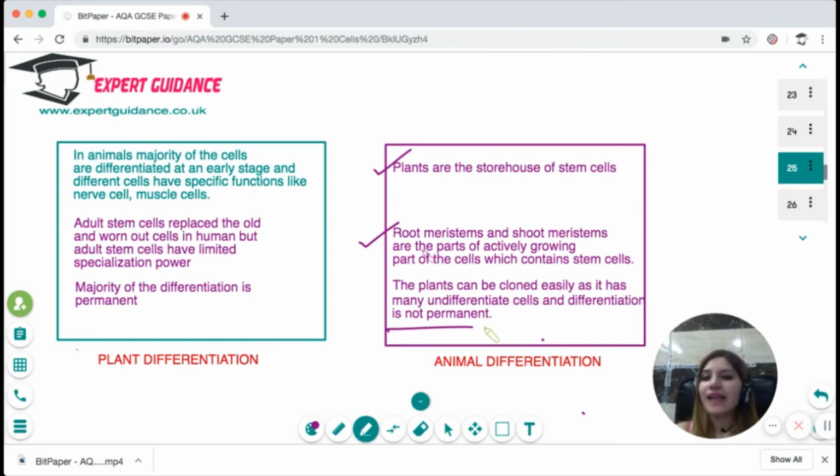Now in animals, the majority of the cells are differentiated at a very early stage. In a plant, they get differentiated at a very late stage. In animals, they are already specialized to form a nerve cell or a muscle cell. Adult cells replace the old and worn out cells in humans, but they also have limited regeneration and specialization power. And as the majority of the differentiation is permanent, the cloning of animals is difficult. So this is what happens in animal differentiation, and this is plant differentiation.